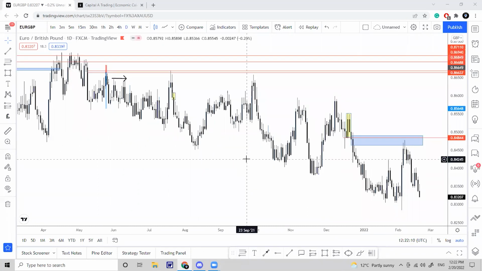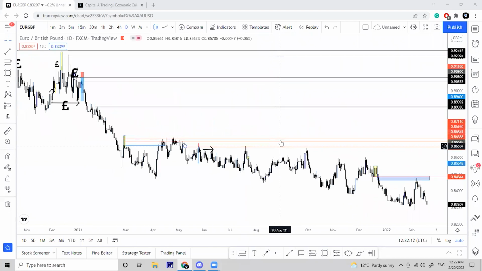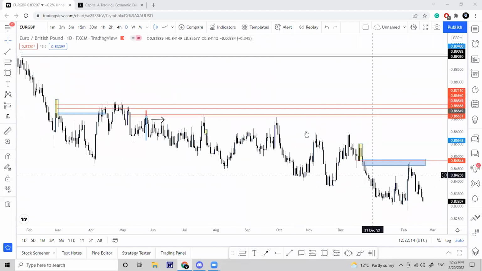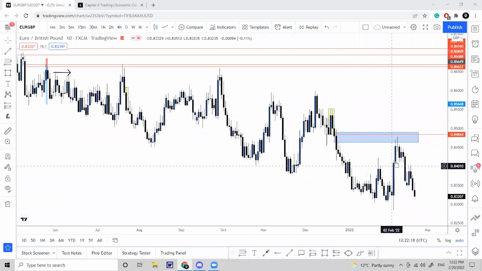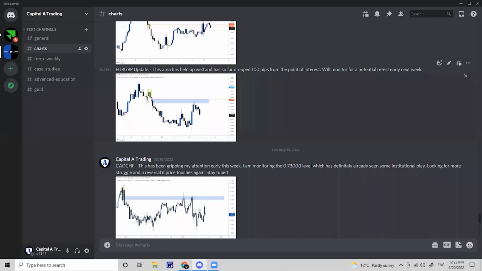Okay, last but not least, it's the euro pound. Again, for those of you who follow me, you'll know we've had a lot of success on this chart for a good year now. About a week ago, I mentioned there being a sell around the 84,700 to the 85 mark. We've had price just continuously shoot down. Again, if you haven't got access to my Discord, this was mentioned there last week.